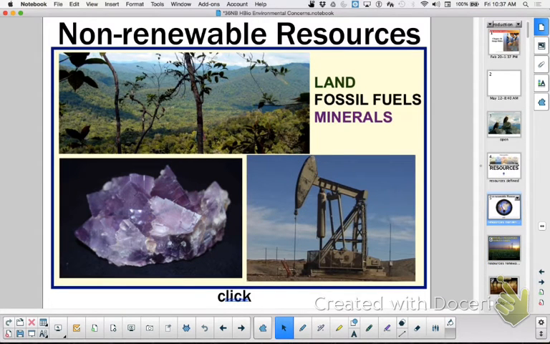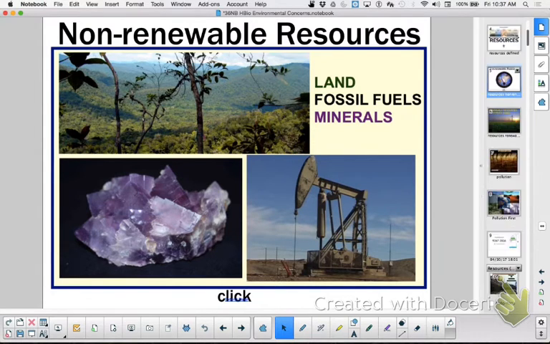Yes? Would you call nuclear power renewable or non-renewable? Not renewable. Okay. Yeah, because it would be limited in supply. But I wouldn't really put it in that, yeah. It's more like when you're thinking about non-renewable resources, this is what you're thinking about. All right. Good question, though.